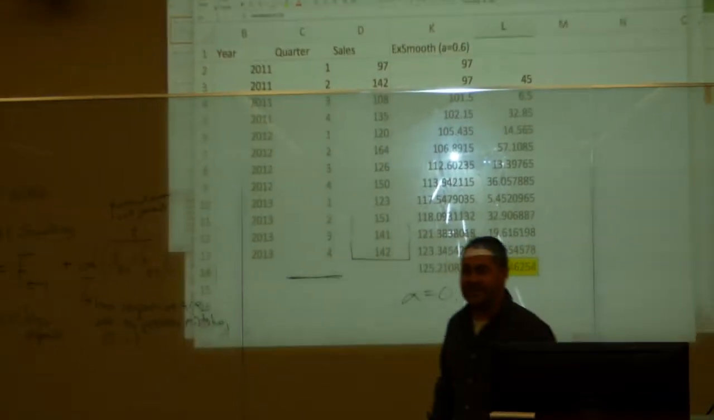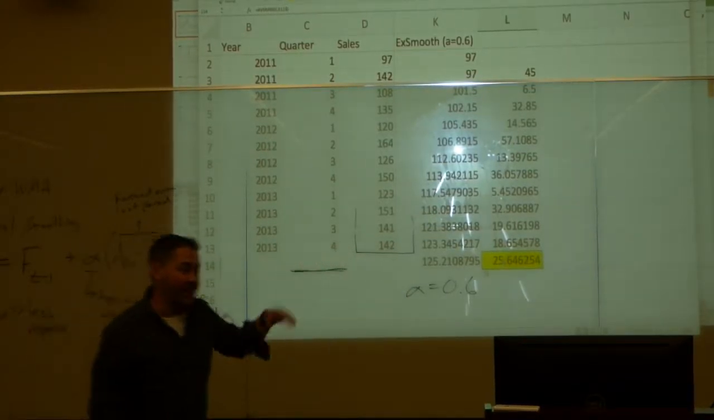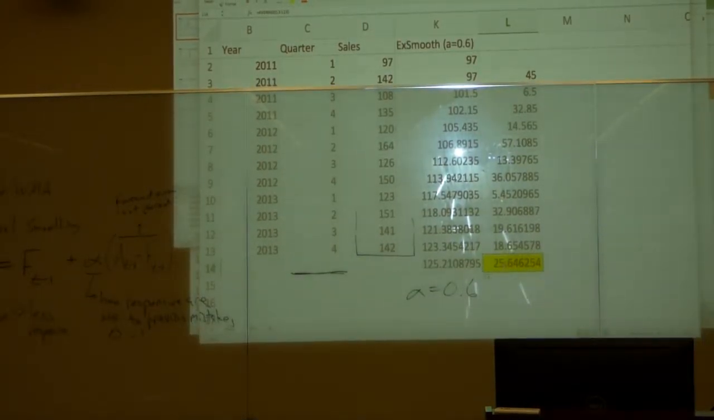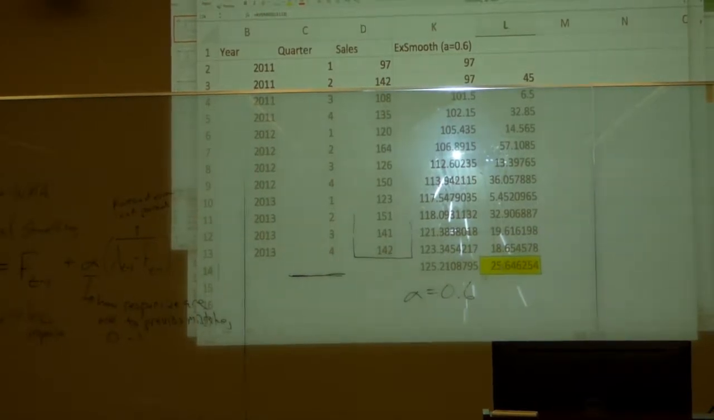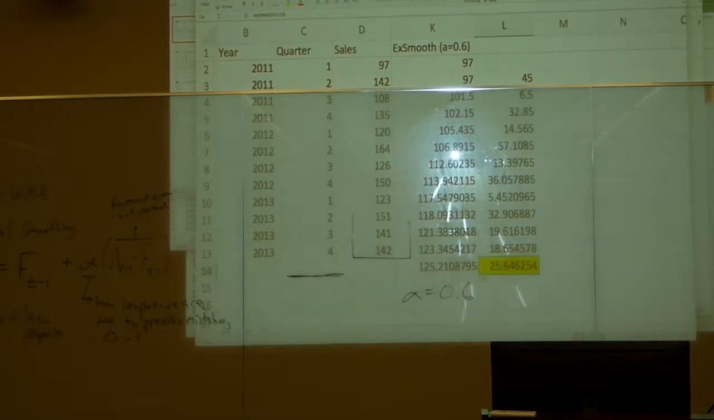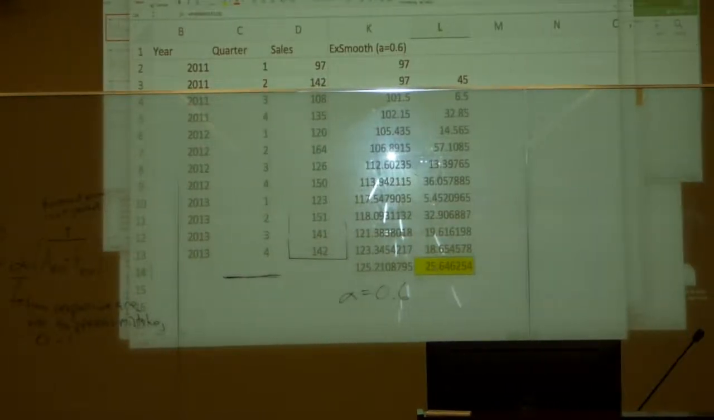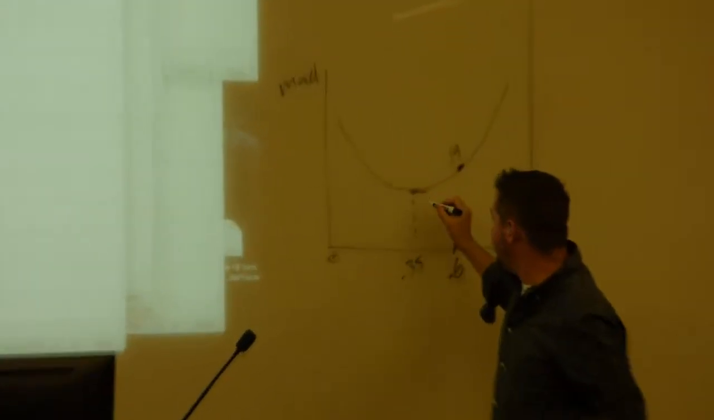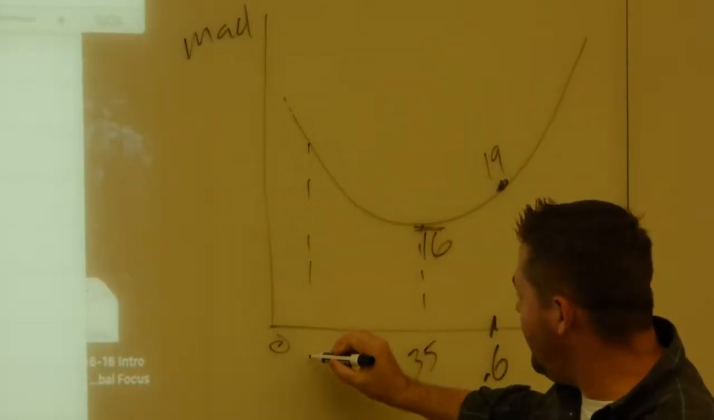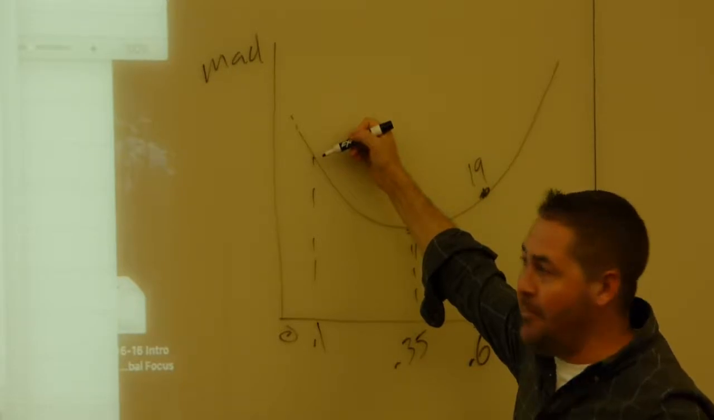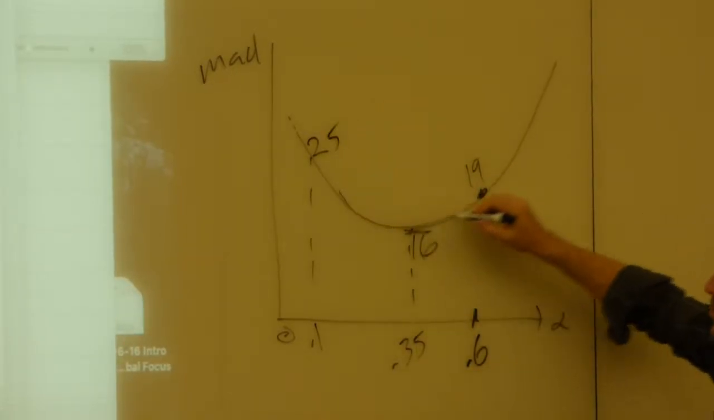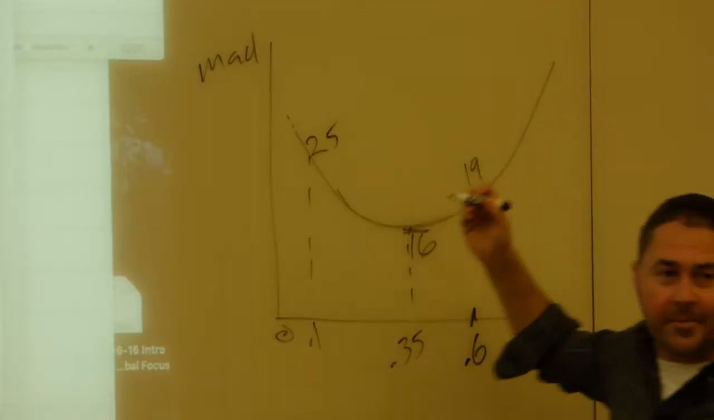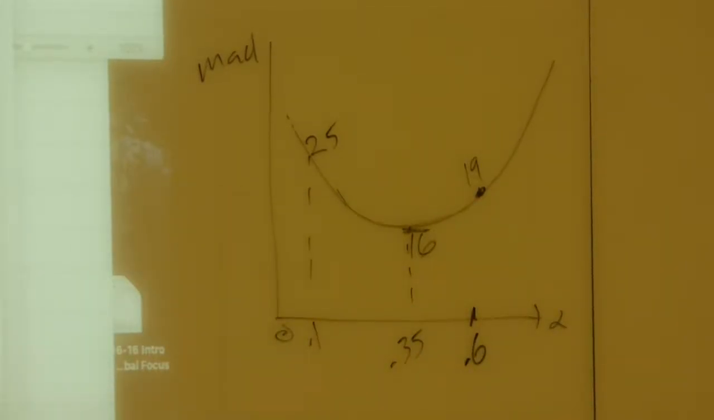Really, really stubborn, 0.1, is MAD of 25. So looking at this graph, when I had an alpha of 0.6, my MAD was 19-something. If I had an alpha of 0.35, my MAD was 16-something. If I had an alpha of 0.1, my MAD was 25. Oh, that kind of fits what I had drawn there, right? More or less. But you kind of see, you don't want too low or too high. So in this case, 0.35 works. All right? So the middle necessarily won't always be 0.5.